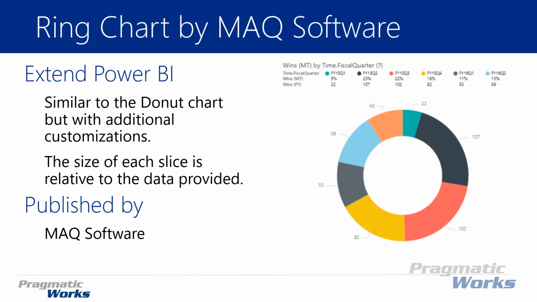So you can have multiple series that you want to look at. You can actually see the legend is quite different in the screenshot on the right-hand side. And the basic idea of the donut chart still applies here, though. The size of each slice is relative to the data that you provide to it. So it's got the same idea as the donut chart, but there's a lot more customizations. There are a lot more data labels that you can adjust and modify. And there's some animation that you can turn on or turn off that's built into this visual.